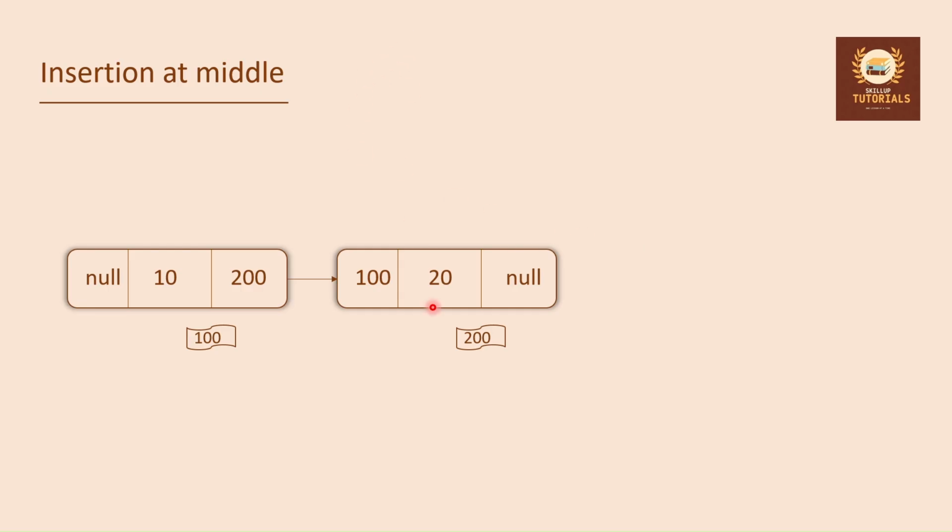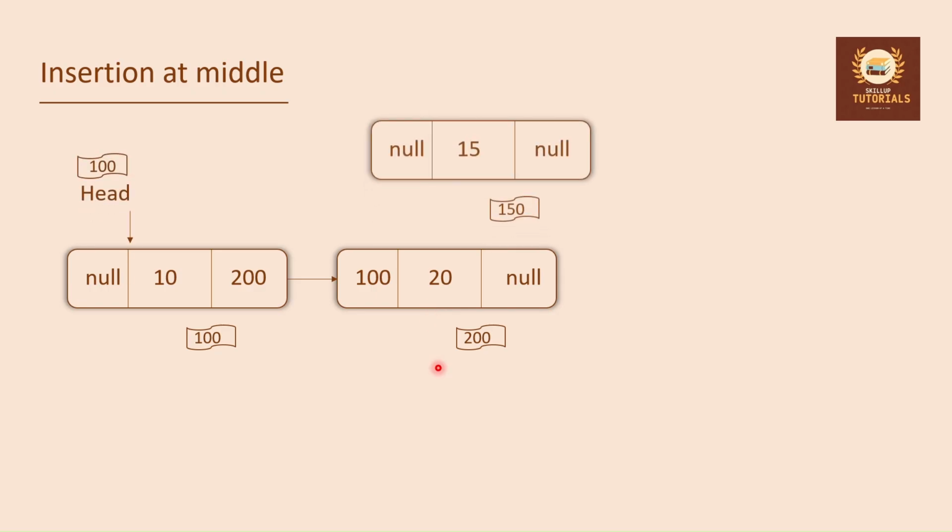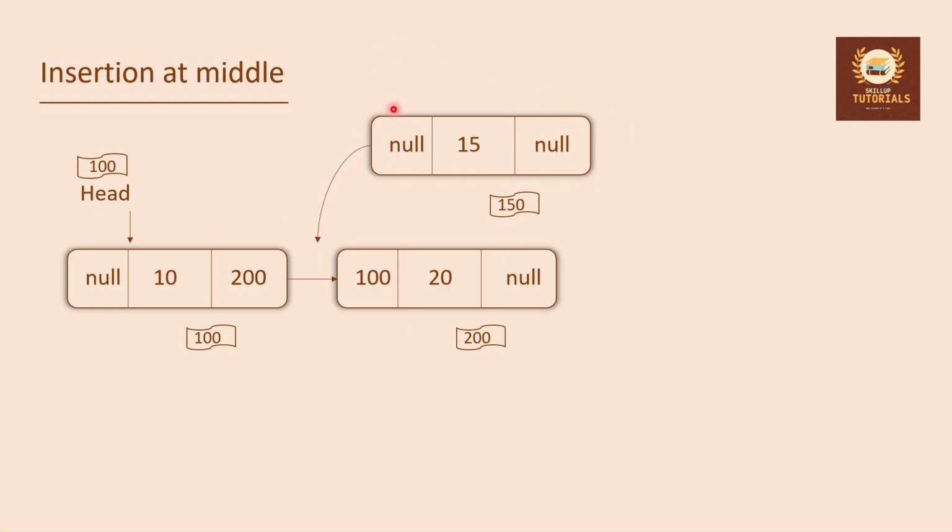Insert at middle is a tricky one. I will show that. This is the node I wanted to insert. The value is 15 and previous and next will always be null, and the address is 150. If you want to insert it, you need to change 4 values. Now let's see what are the 4 values we need to change.